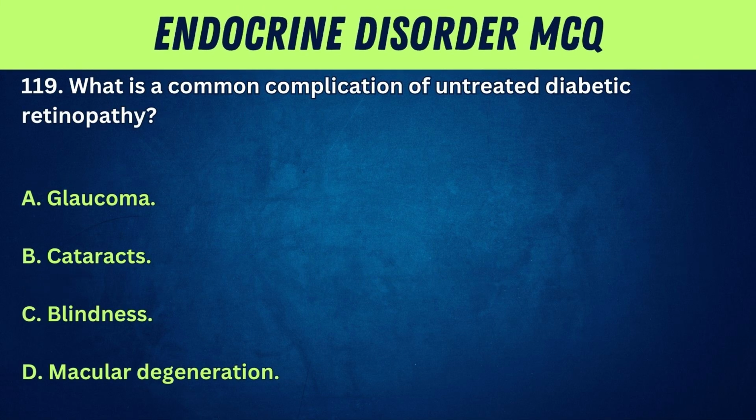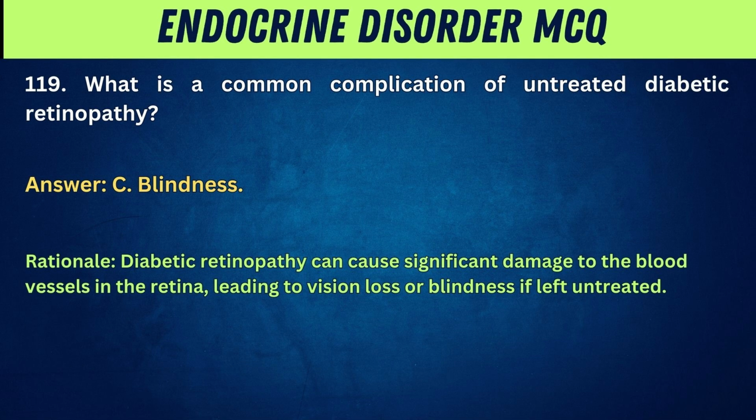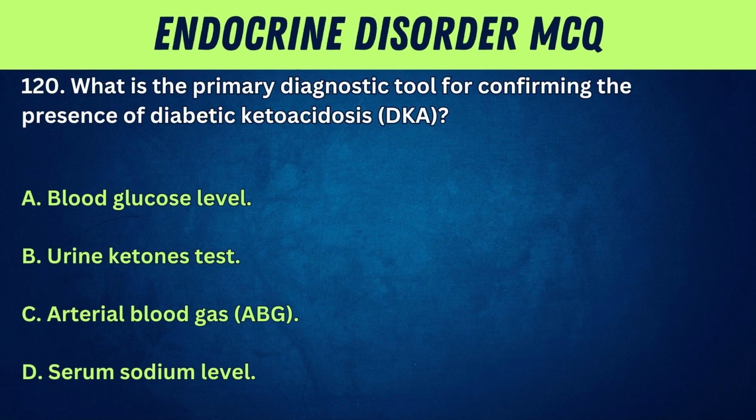119. What is a common complication of untreated diabetic retinopathy? A. Glaucoma. B. Cataracts. C. Blindness. D. Macular degeneration. Answer: C. Blindness. Rationale: diabetic retinopathy can cause significant damage to the blood vessels in the retina, leading to vision loss or blindness if left untreated.